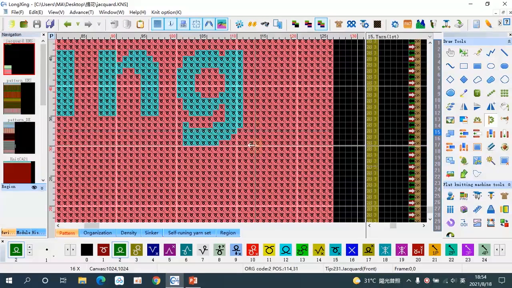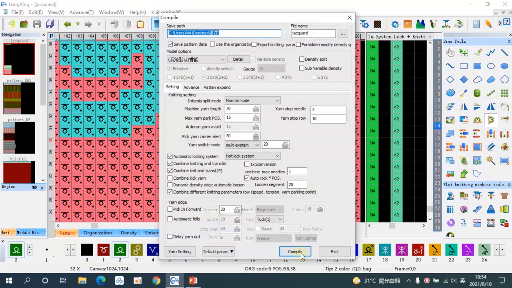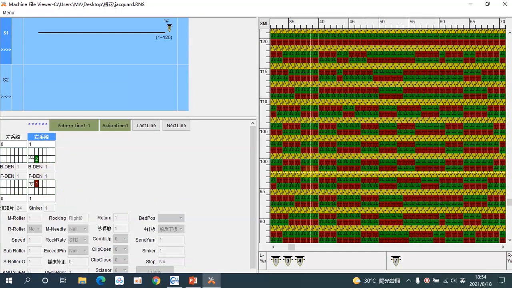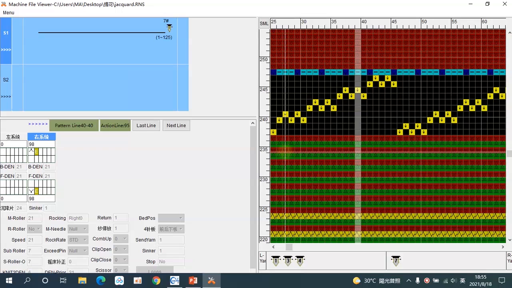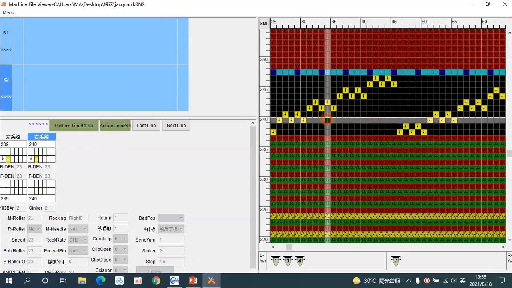Now in this pattern, in function 214, you can see the first row there we don't fill anything, then compile. Now you can see the knitting. There are left and right systems. Now let's see the transfer. They also use left and right systems.